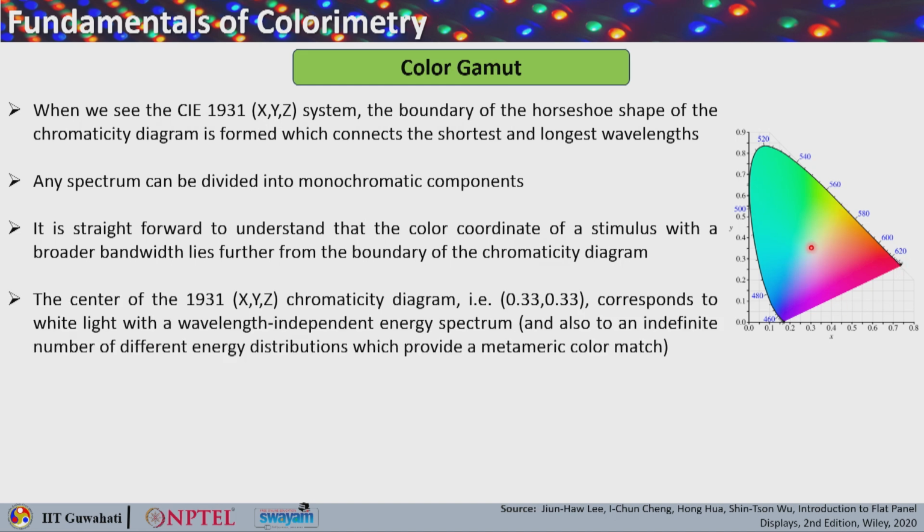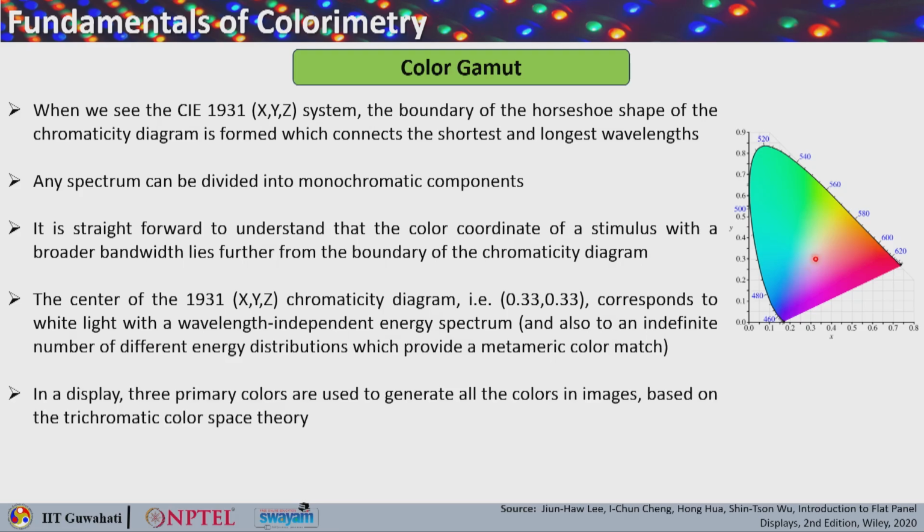So, as you keep on mixing the colors, you move towards the center of this horseshoe pattern. At the center of this 1931 XYZ chromaticity diagram, at the coordinate around 0.33, 0.33, this corresponds to white light with a wavelength independent light spectrum. It also tells you that an indefinite number of different energy distributions can provide a metameric color match for this particular color. That is what it tells you when you have a wavelength independent energy spectrum.